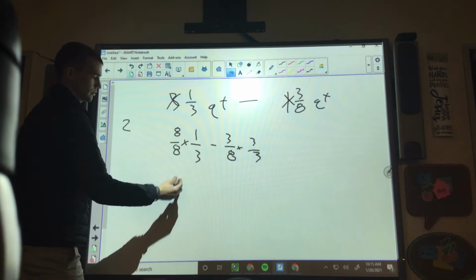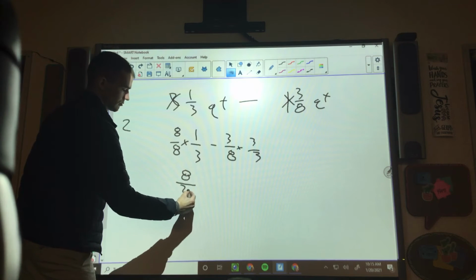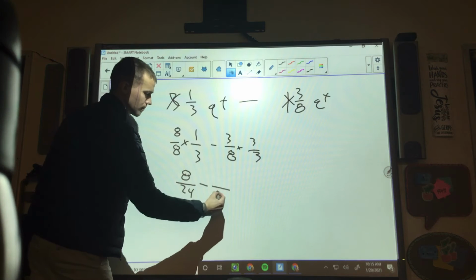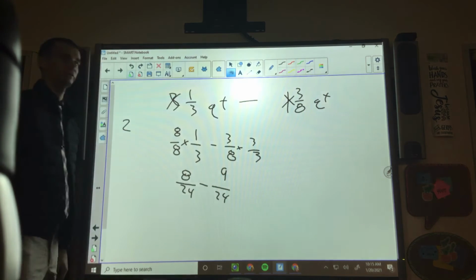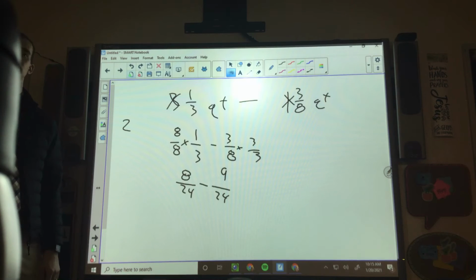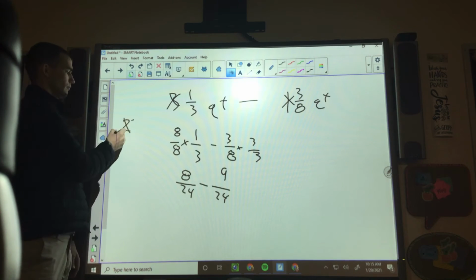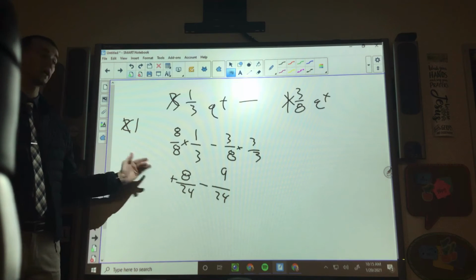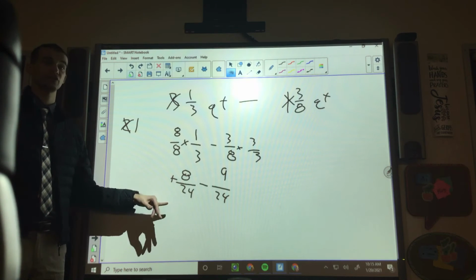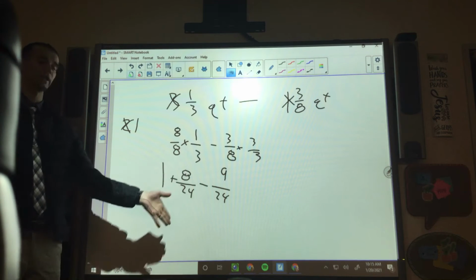Okay, 8 times 1 is 8. 3 times 3 is 9. What do we have to do? Take from the whole number. That becomes 1. And what do we add right here? A 1. We add a 1, but remember, this is a fraction, so we're not just going to say, hey, 1 and 8 over 24.